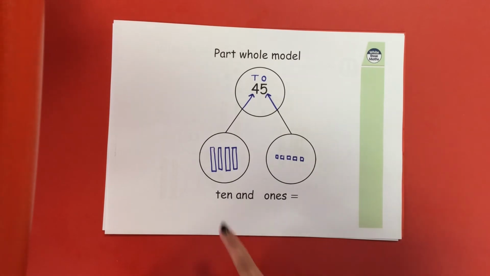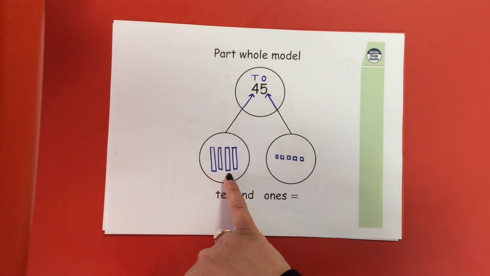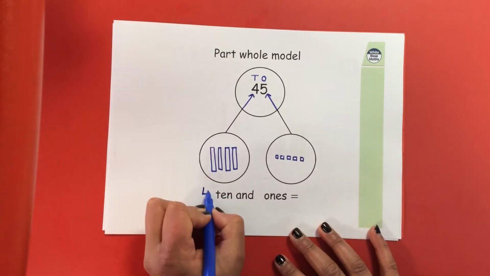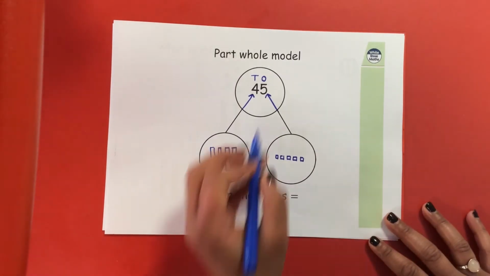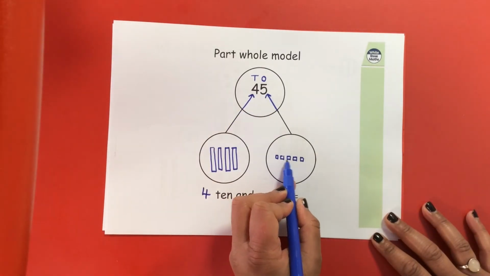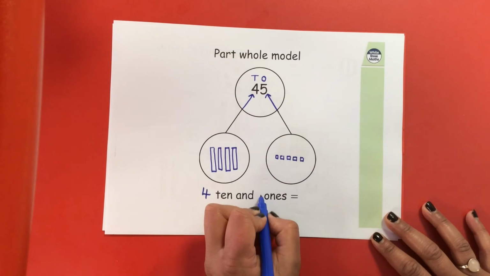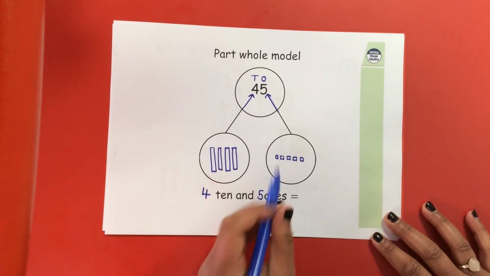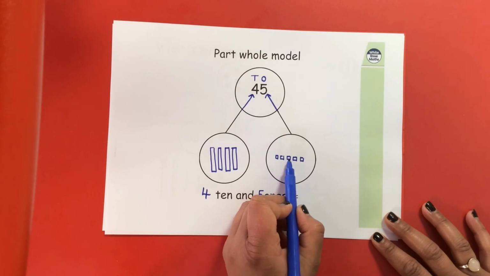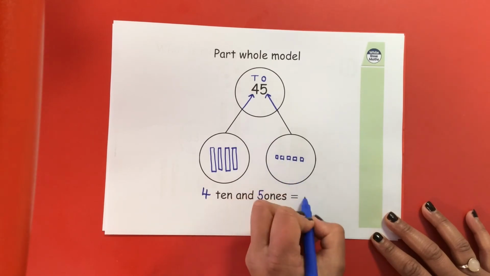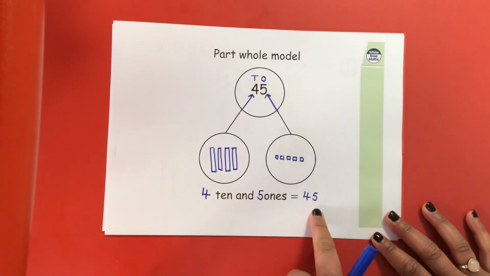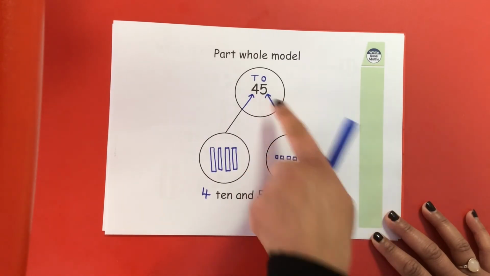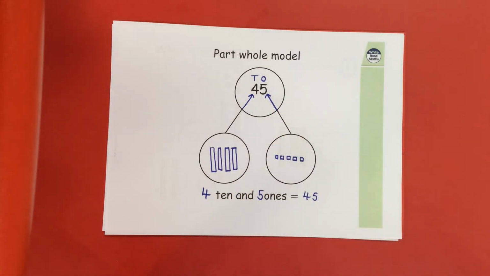So how many tens do we have? 1, 2, 3, 4. We have got 4 tens. And how many ones do we have? 1, 2, 3, 4, 5. 5 ones. 10, 20, 30, 40, 41, 42, 43, 44, 45. And it is the same. So we know that we've done it correctly.